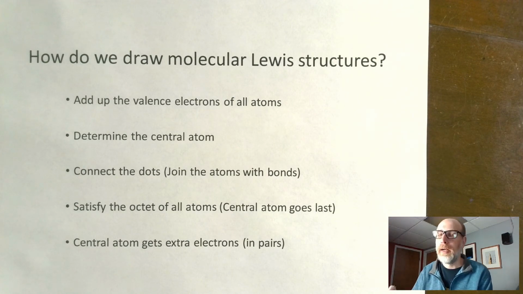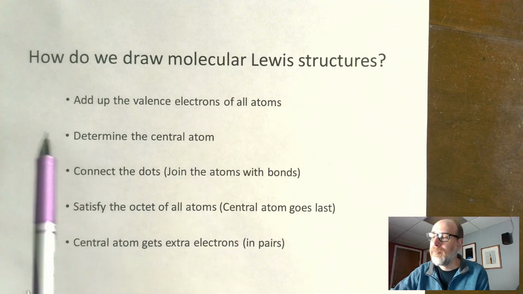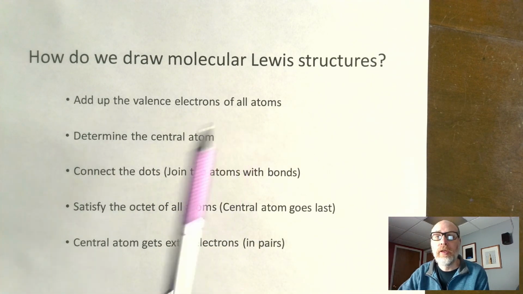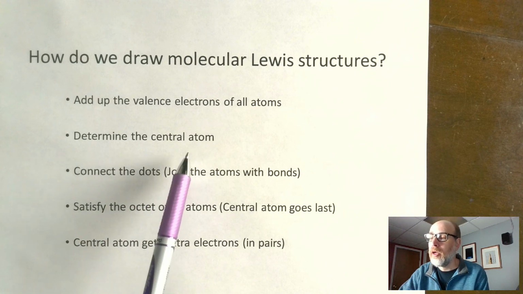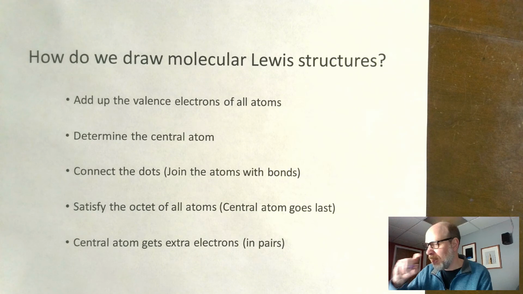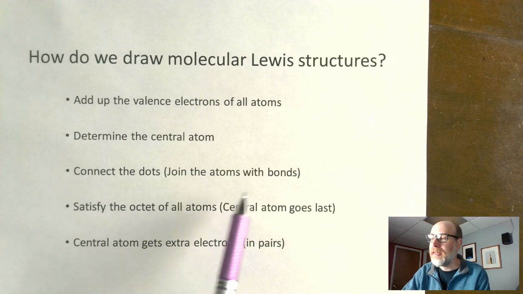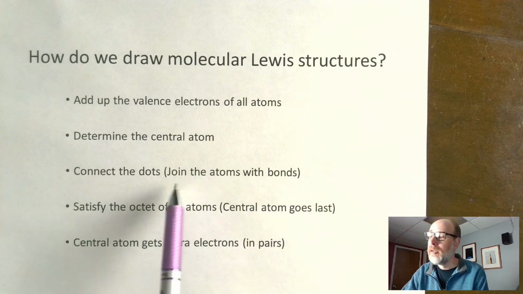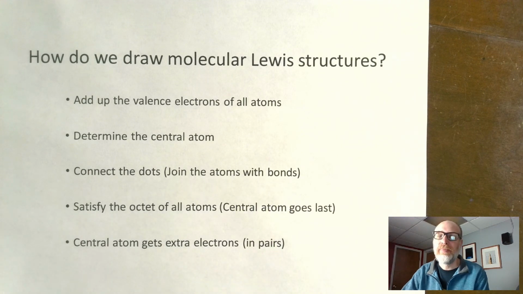We're not going to worry about those nearly as much in this class. So first we're going to add up the number of valence electrons of all the atoms that are in the compound. We're going to determine which one is the central atom. That's actually pretty straightforward to do. We're going to connect the atoms together with bonds, single bonds, just one bond in between each of them at first. Doesn't have to be one bond, it can be a double bond.